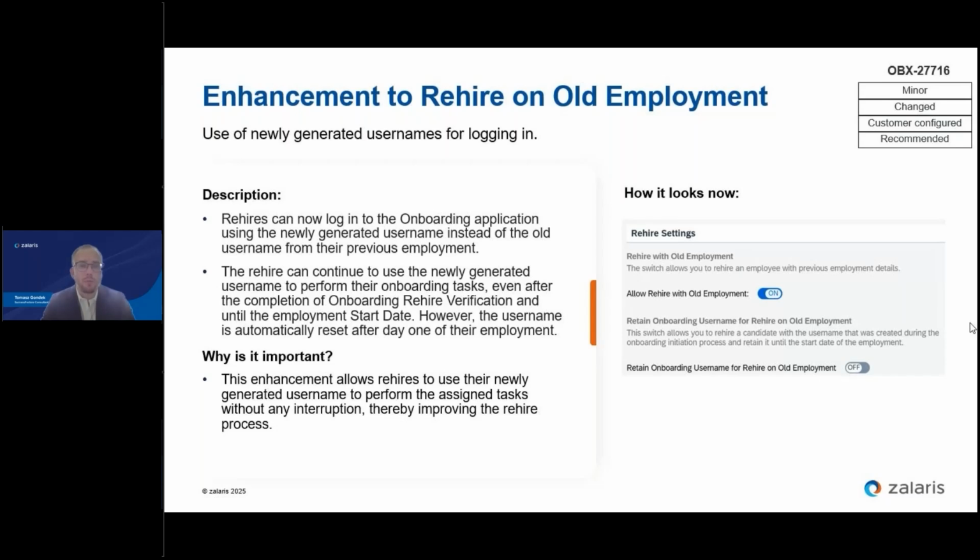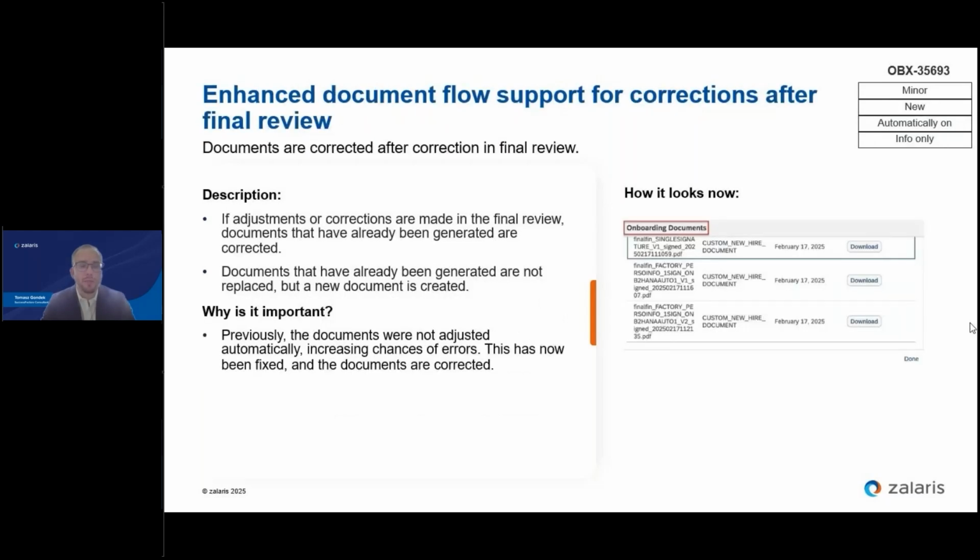Enhancement: document flow support for correction after final review. In the past, whenever the final review was done, and of course there were some changes in the data in that step made by the user or by HR, the documents were not regenerated. So the documents which were available in onboarding documents were still holding the same data.